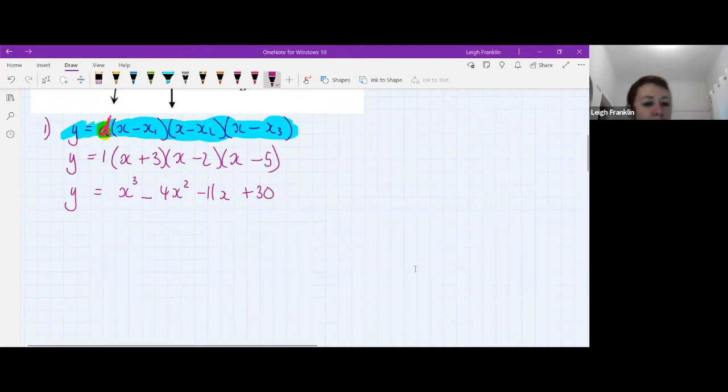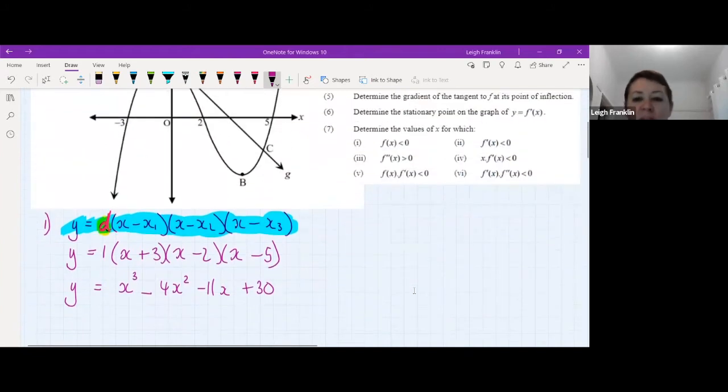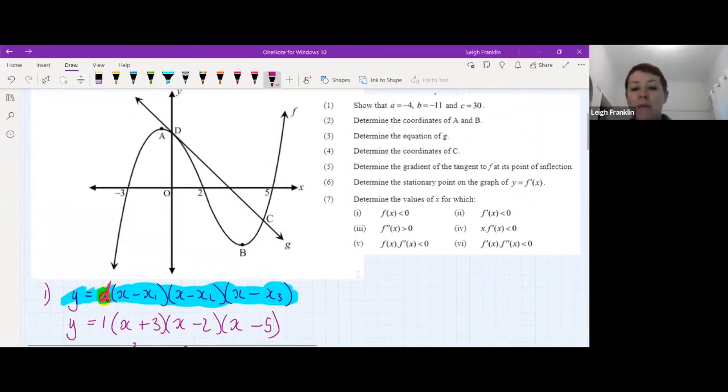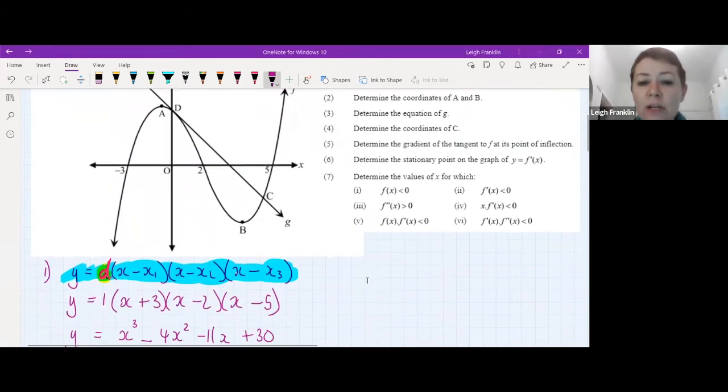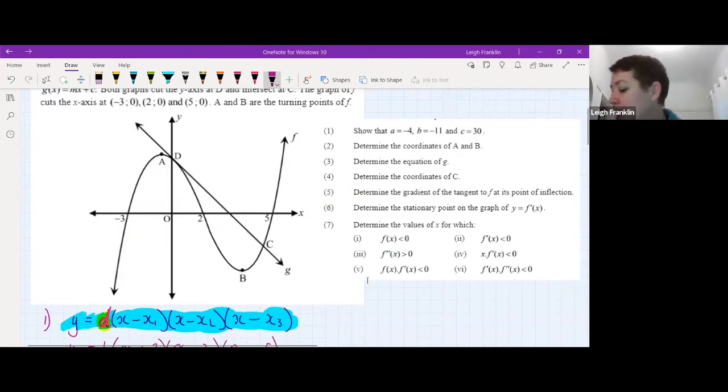Lovely work, everybody. So that's how we would show that. Bear that in mind because it's often one of the first questions, and if not here, then maybe in functions as well. All right, second question. Now we should be on familiar ground here. They want us to determine the coordinates of A and B.